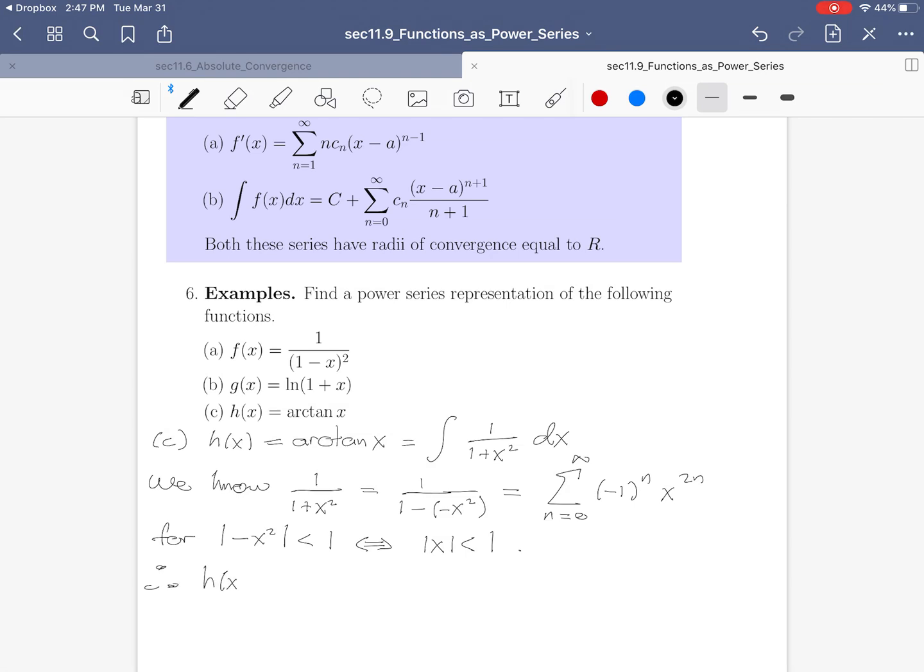So therefore, we've determined that h of x is an antiderivative of 1 over 1 plus x squared. We've found the power series representation of 1 divided by 1 plus x squared. So to find the power series representation of h of x, we just integrate term by term in this power series. That's going to give us the sum from n equals 0 to infinity of negative 1 to the n times x to the 2n plus 1 divided by 2n plus 1. And again, this is going to converge due to the theorem. This converges with the same radius of convergence as the series that we're integrating. So this series has radius of convergence 1. The same is true for the power series that we get for h of x.